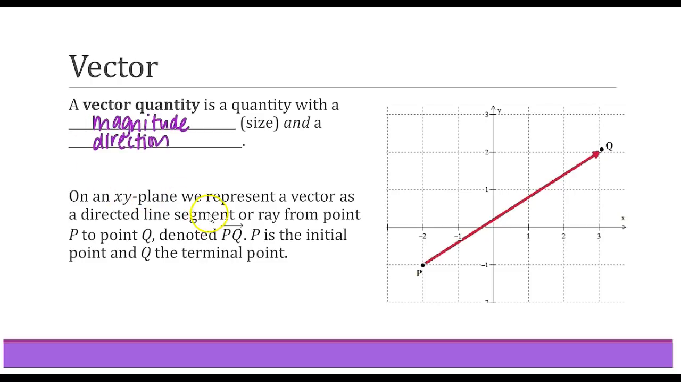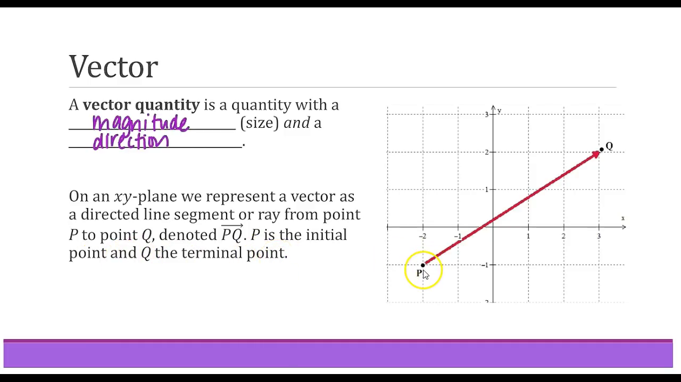On an xy plane, we represent a vector as a directed line segment, or a ray, that starts at point P and ends at point Q. And the notation that we use for vectors is this PQ with an arrow above it. P is the initial point and Q is the terminal point.